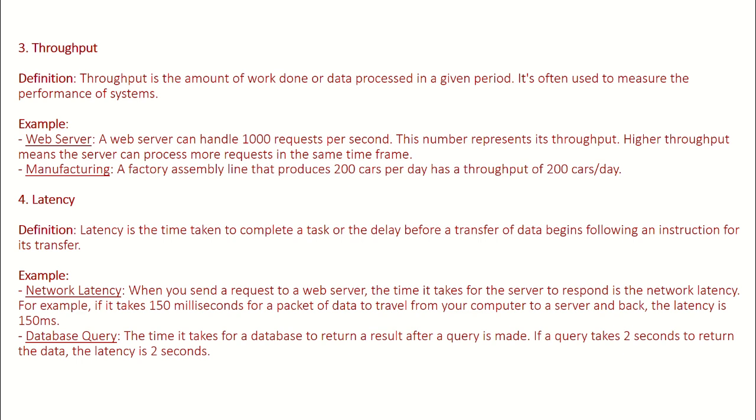Manufacturing. A factory assembly line that produces 200 cars per day has a throughput of 200 cars per day.